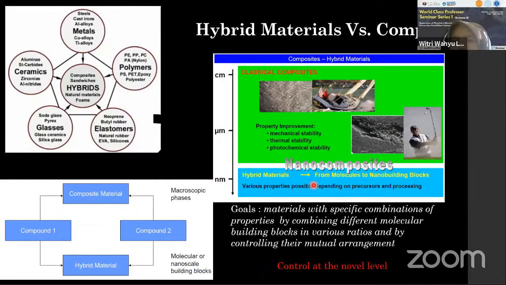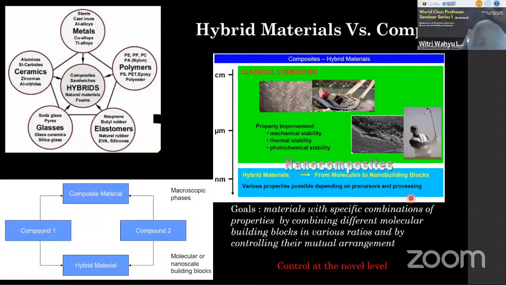So the goal is how to have material with a specific combination of purposes by combining different molecular building blocks in various ratios and by controlling their mutual arrangement. That's why our challenge here is how to control the nano level of the material.